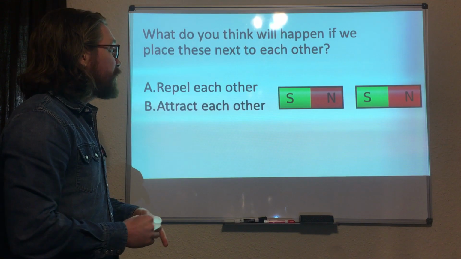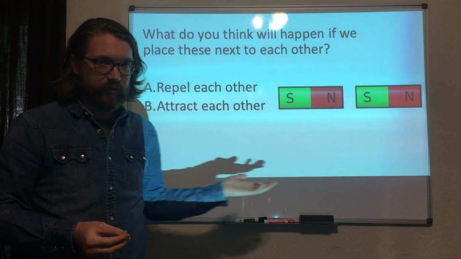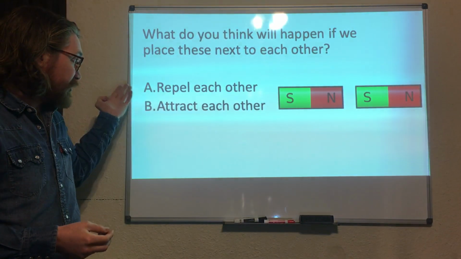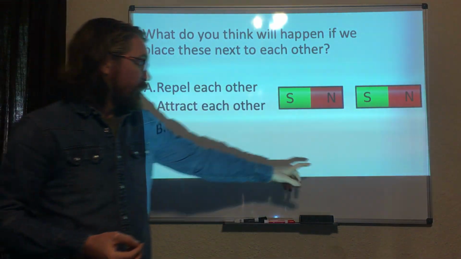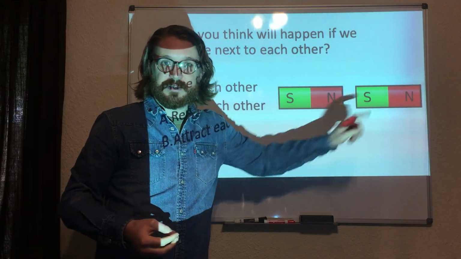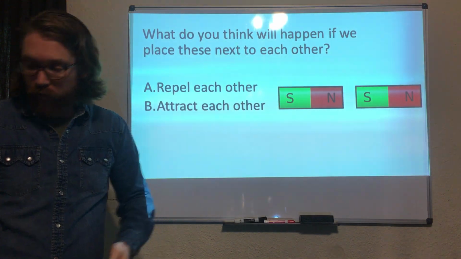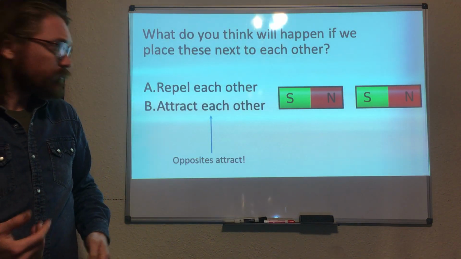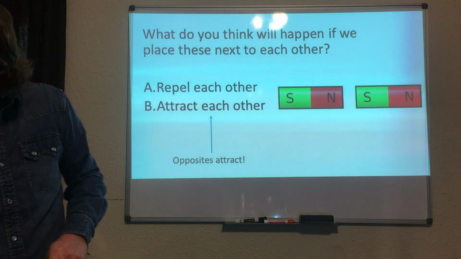What do you think is going to happen to these two magnets? Look at the way the poles are set up. Are they going to repel each other, or are they going to attract each other? Well, looking at it, the north side of this magnet is next to the south side of that magnet. Those sides are opposite poles, which means that they are going to attract each other. So that's pretty straightforward.